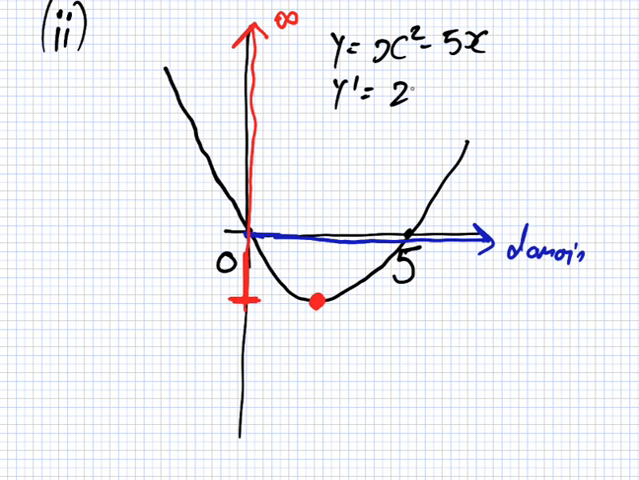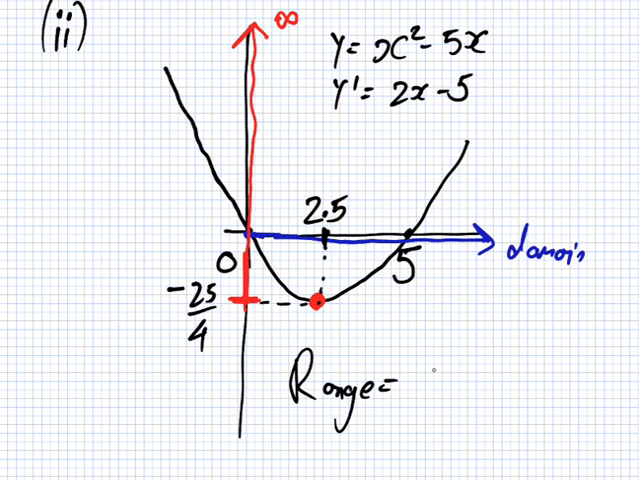What's that? 2x minus 5. So no surprises for guessing that the minimum happens in the middle here. If you put 2.5 in, you can get the y. So if I put 2.5 into here, 2.5 squared minus 5 times 2.5, so this number here is minus 25 over 4. So the range is minus 25 over 4 to infinity.